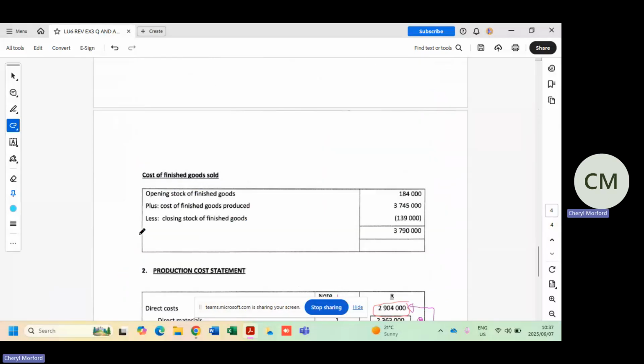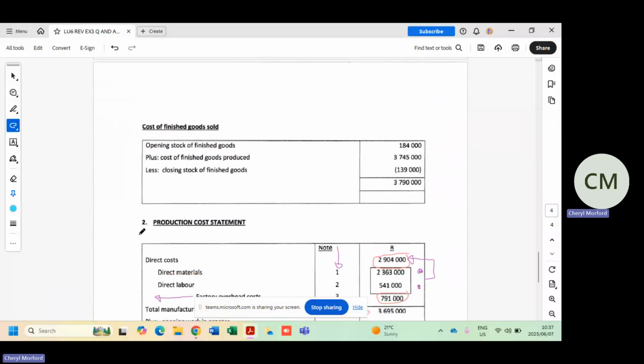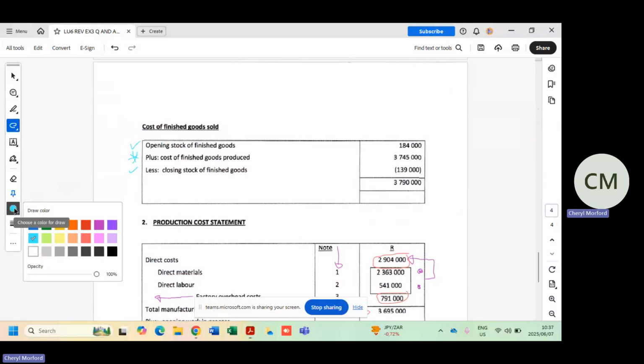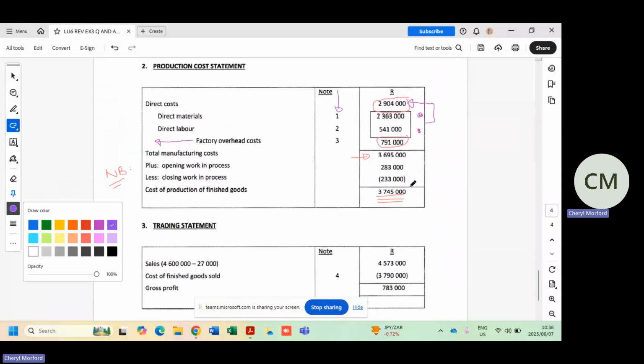So let's do that. My cost of finished goods sold, I start with my opening stock. I'm going to minus the closing stock. This, everyone, is the important item here. I'm going to add the cost of the finished goods produced. Does this number look familiar? Well, I hope so. Yes, you've seen it before. Where? Have a look down here. See this number coming, the last line from the production cost statement. That was the cost of the finished goods produced during 2023.